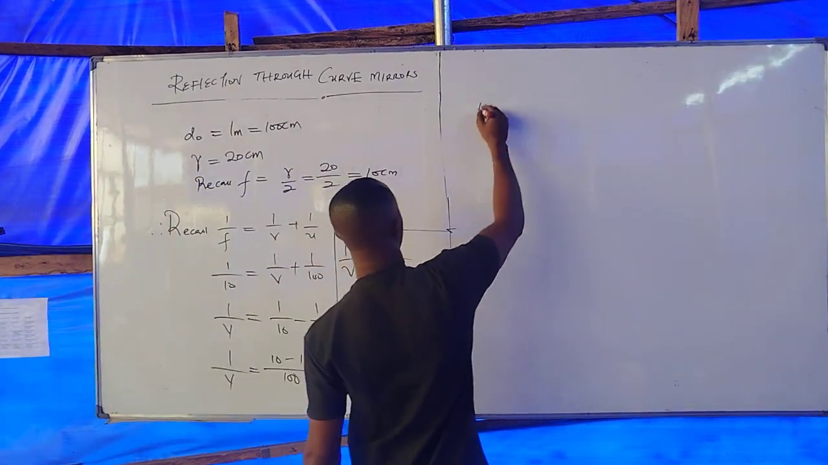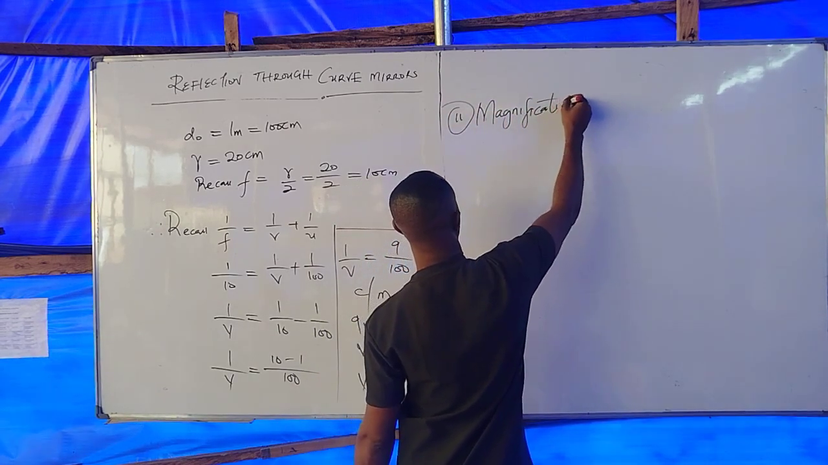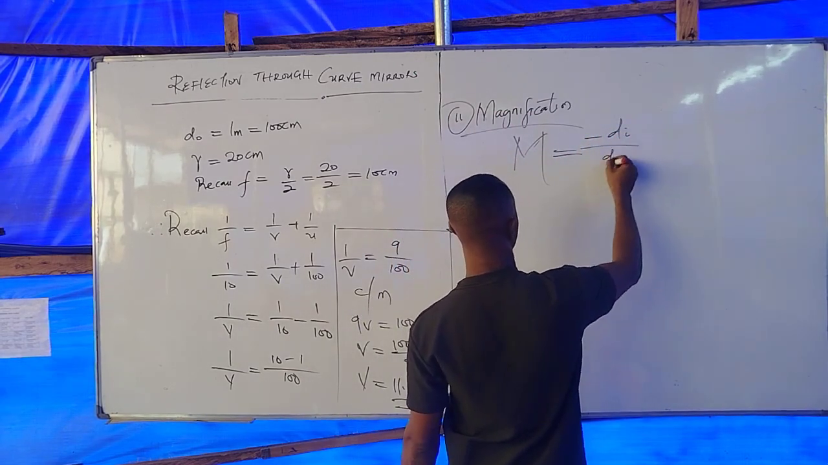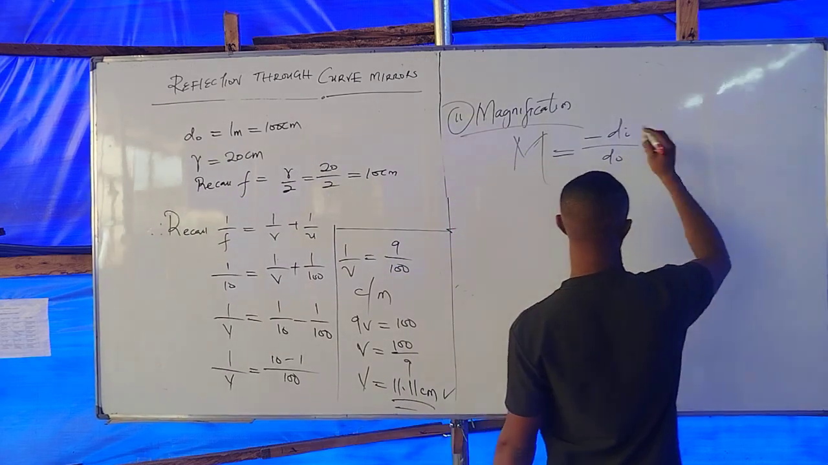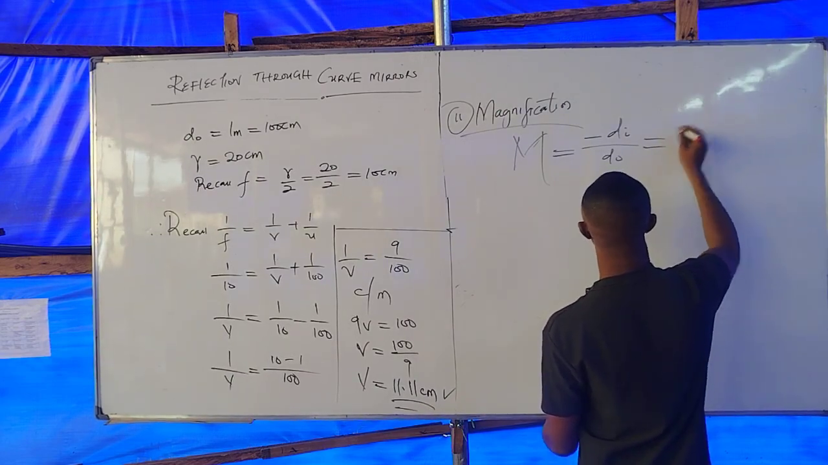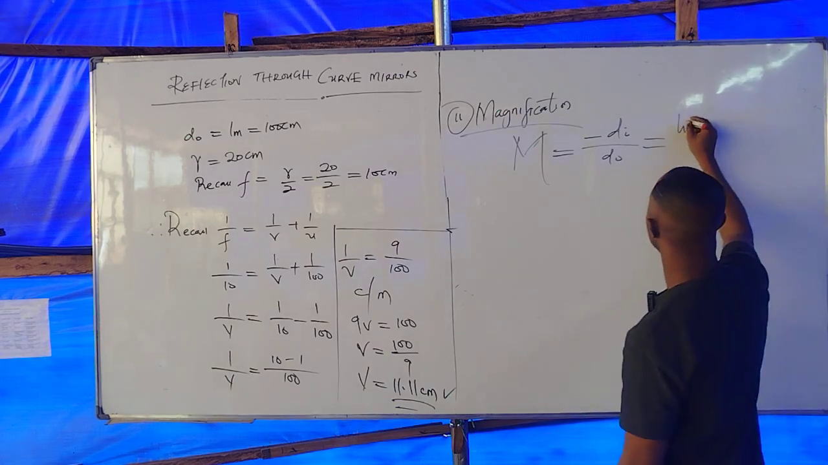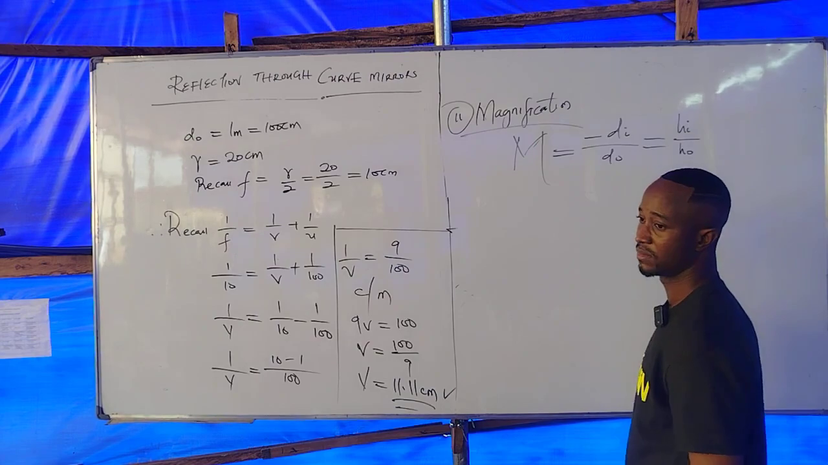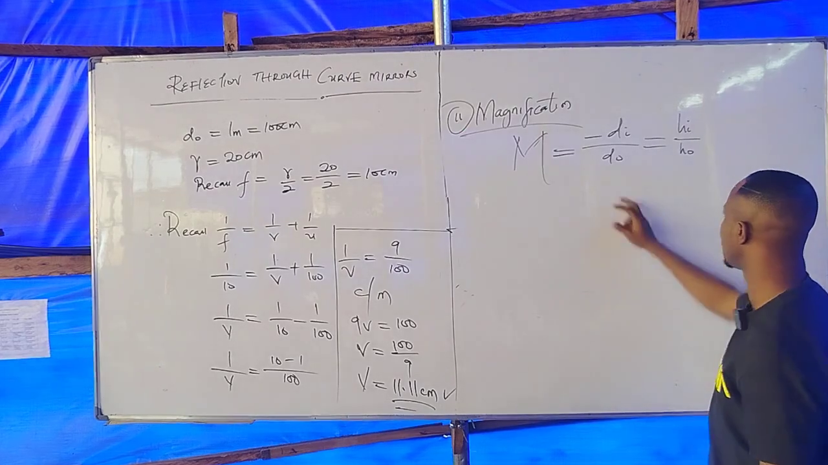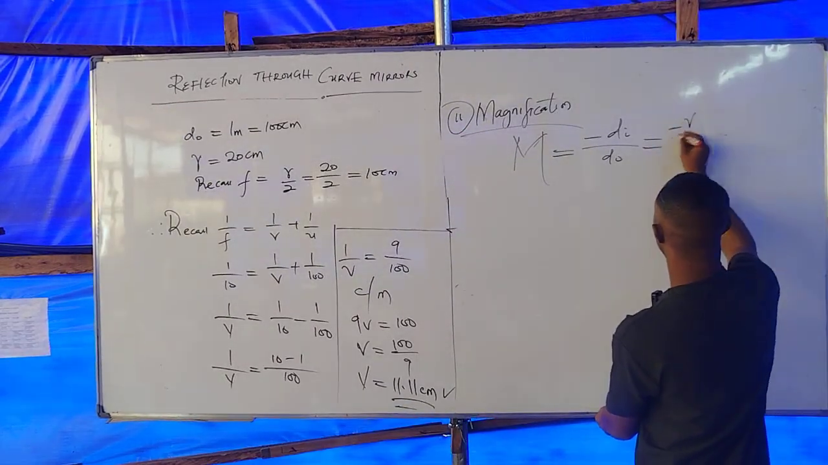Magnification. The formula says M equals minus DI over DO, and it is also equal to HI over HO. Is it not? This one is also V, yes, you are aware. I can also say minus V over U.